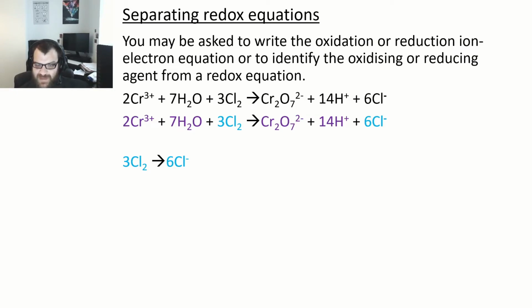Once we take this out, it's missing electrons. We need to fill in the electrons to work out what's happening. We have a negative charge on the right hand side. To balance that out, I need 6 electrons on the left hand side.